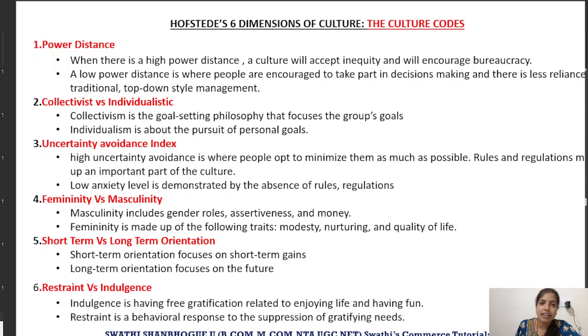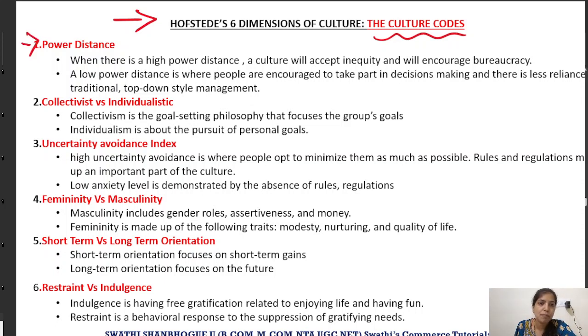Similarly, we have another theory, also called the Hofstede dimensions of culture, which is the six dimensions of culture, or cultural codes. Here we give six culture codes, and depending upon all these six criteria, business has to understand how they can run in a better manner in order to survive in this fast-running culture.